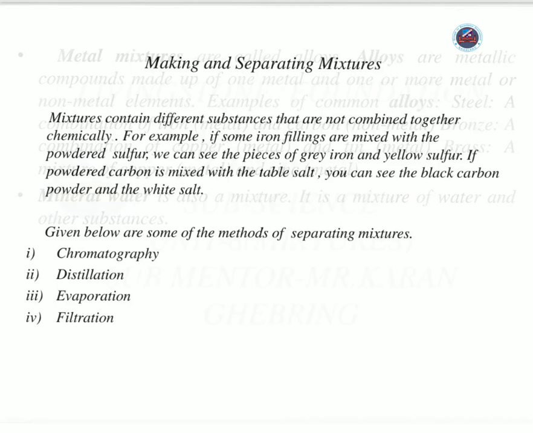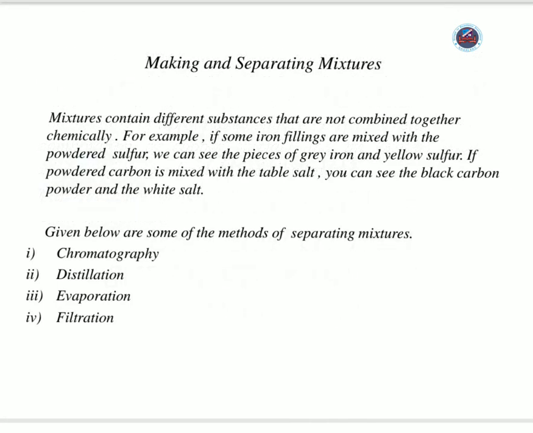The next slide we have is on making and separating mixtures. Mixtures contain different substances that are not combined together chemically. For example, if some iron filings are mixed with powdered sulfur, we can see the pieces of gray iron and yellow sulfur. If powdered carbon is mixed with table salt, you can see the black carbon powder and the white salt. Given below are some of the methods of separating mixtures.